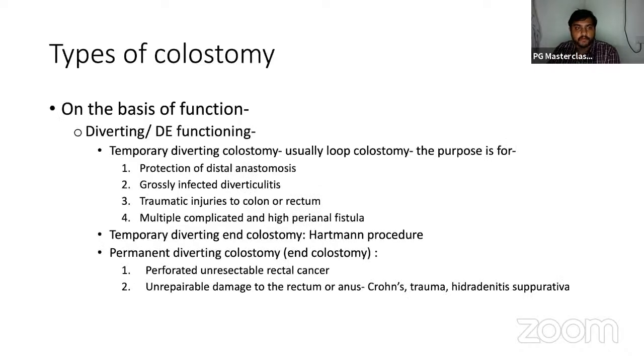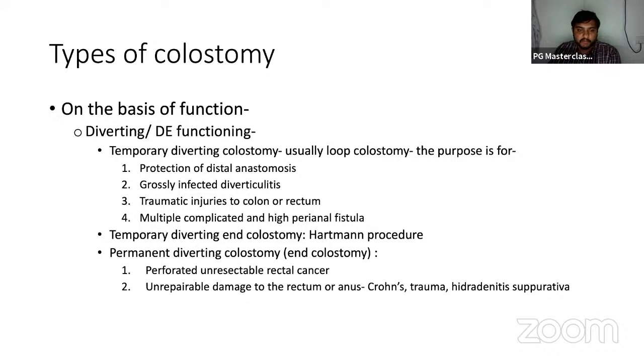Moving on to colostomy. Types of colostomy on the basis of function: diverting or defunctioning colostomy. Temporary diverting colostomy usually done is loop colostomy. The purpose is protection of a distal anastomosis, like in cases of colorectal anastomosis done for sigmoid colon carcinoma or sigmoid diverticulitis, grossly infected diverticulitis, traumatic injuries to the colon or rectum, and multiple complicated and high perianal fistula.